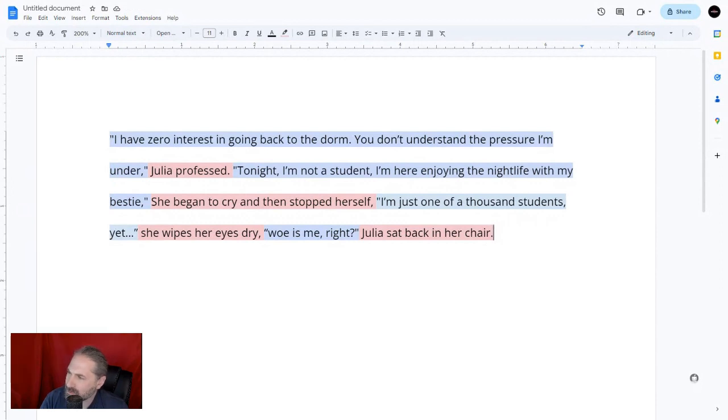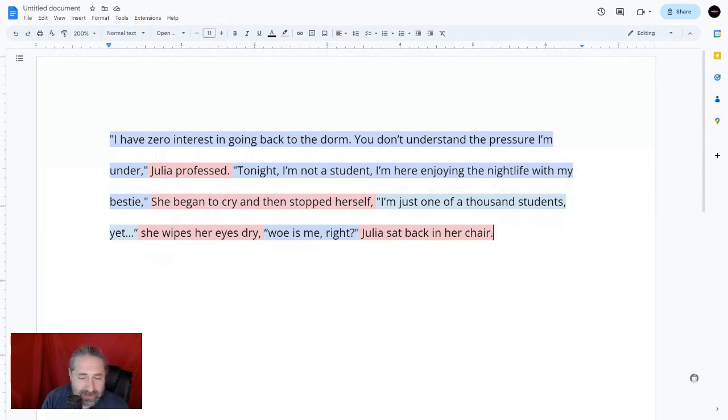I have zero interest in going back to the dorm. You don't understand the pressure I'm under. Julie professed, tonight I'm not a student. I'm here enjoying the nightlife with my bestie. She began to cry and then stopped herself. I'm just one of 1,000 students. Yet she wipes her tears dry. Woe is me, right? Julia sat back in her chair.